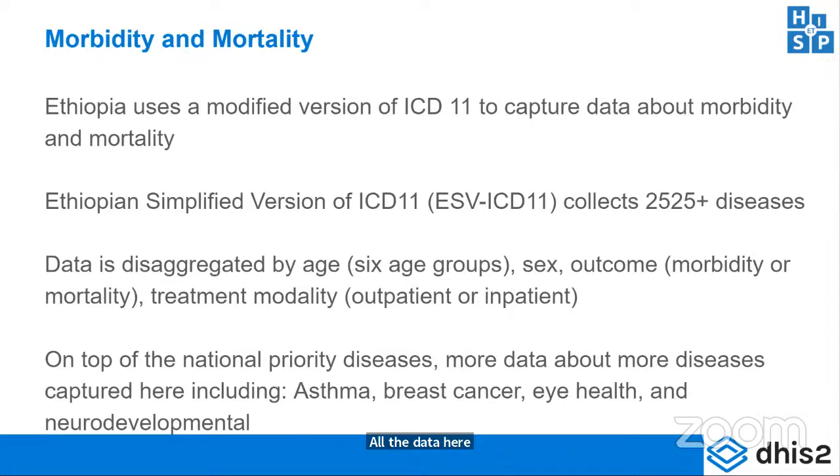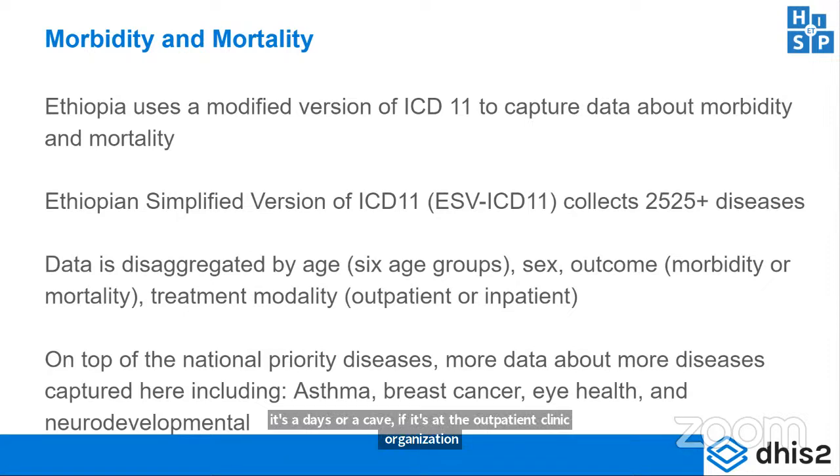We have 6 age groups and sex, plus there is the disaggregation of morbidity and mortality through attribute option combos, and we have treatment modality as well, where the service is given, whether it's at the outpatient clinic or inpatient clinic, that data is captured that way.